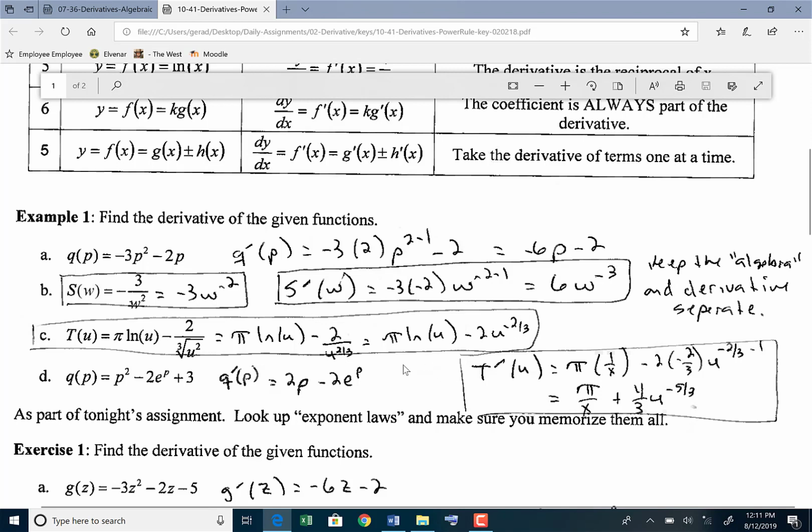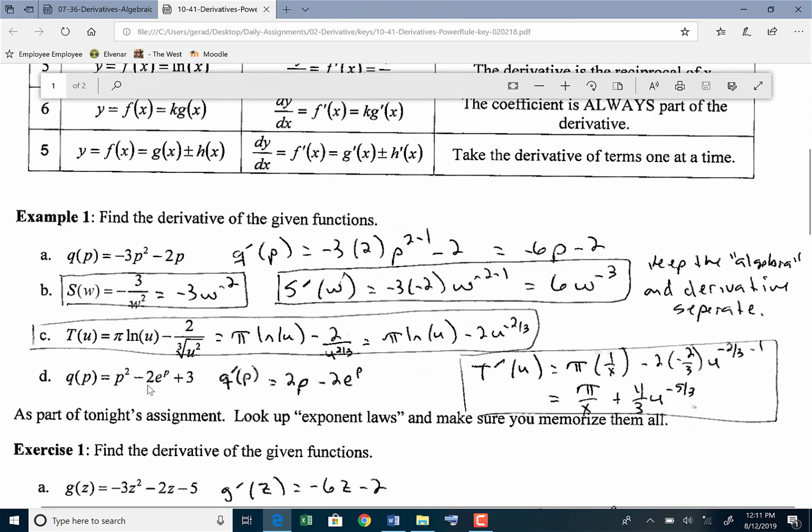Okay, so take the derivative. Pi is a coefficient, so it's part of the answer. Natural log, a special rule, the derivative is 1 over u. Then minus the 2 is the coefficient, it stays there. The exponent is negative 2/3, it comes down in front, a new part of the coefficient. And then the exponent, negative 2/3 minus 1. That's always the rule for the power rule, the original exponent minus 1 is the derivative exponent. So simplify it a little bit: pi over u plus, the two negatives cancel, so you get plus 4/3 u to the negative 5/3.